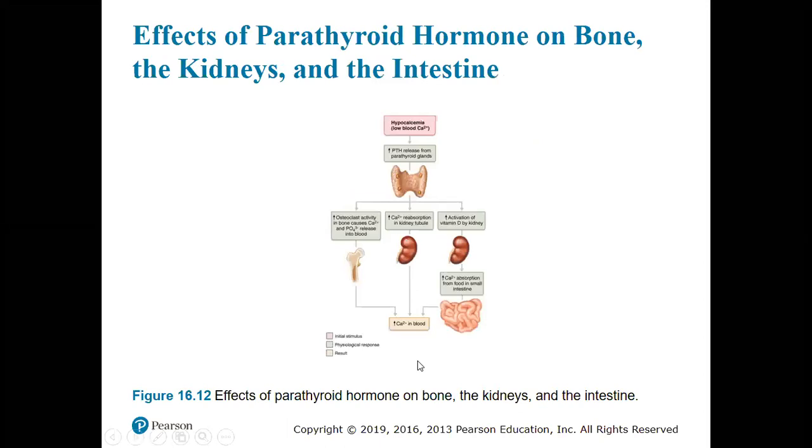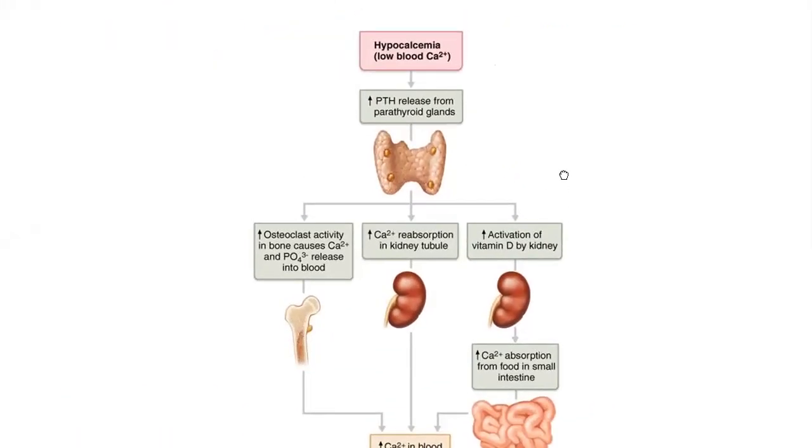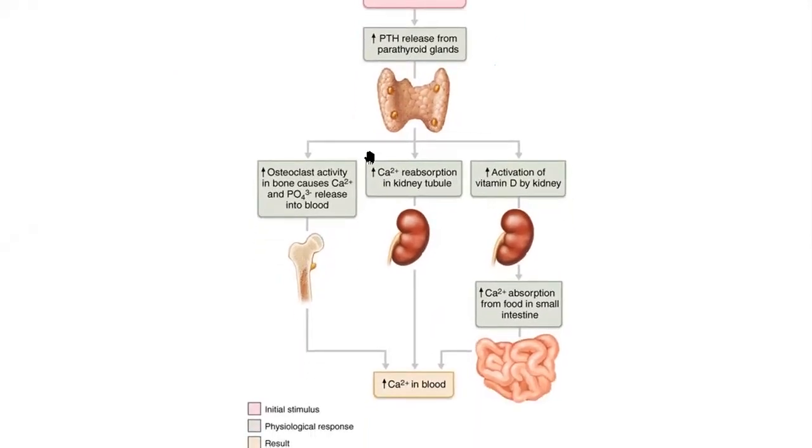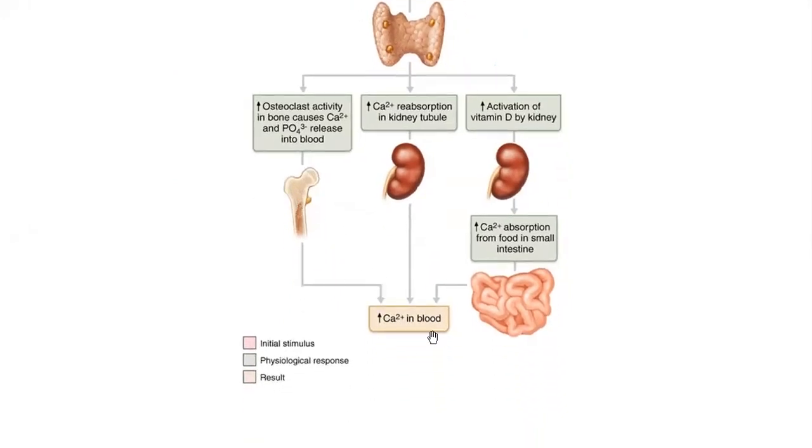So we take a look quick here. This is a good one. Hypo means low, calcemia, calcium: low calcium in blood. What's going to happen? These parathyroid glands are going to release PTH. This is what we want, right? So we come over here and we can have osteoclast activity in bone cause what? Calcium and phosphate release into blood, right? Because look down here, blood.